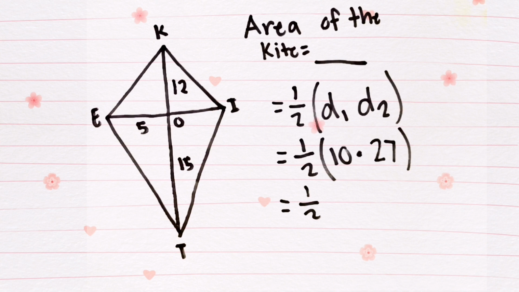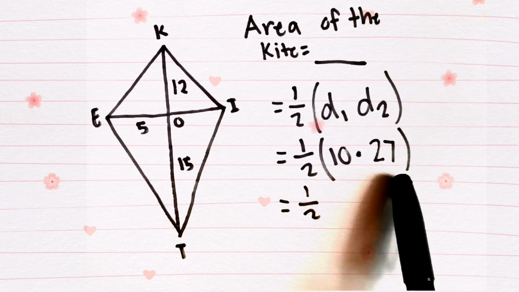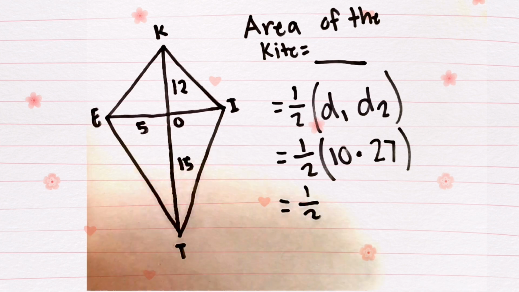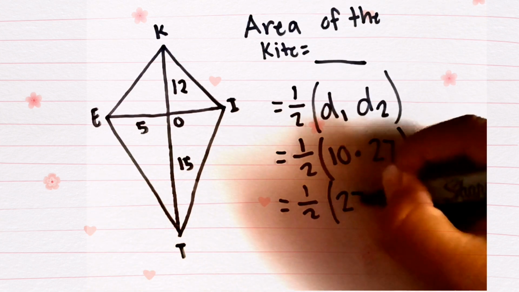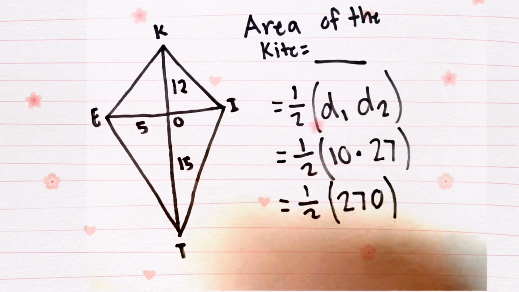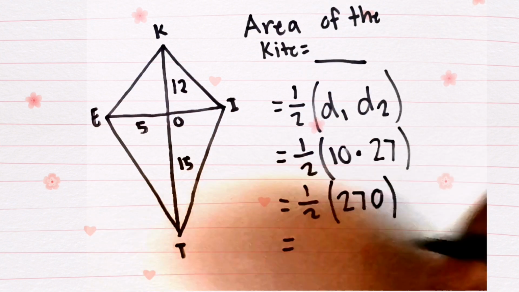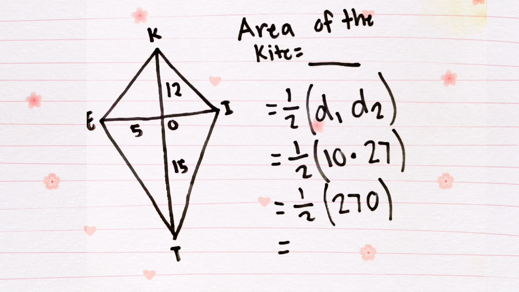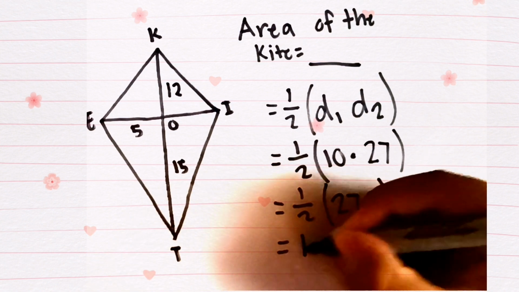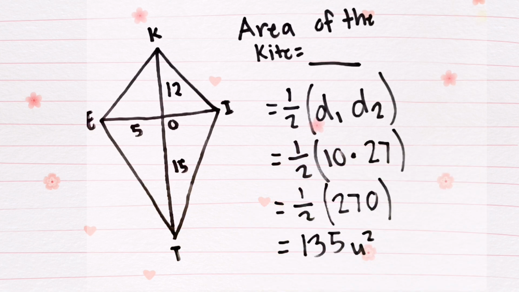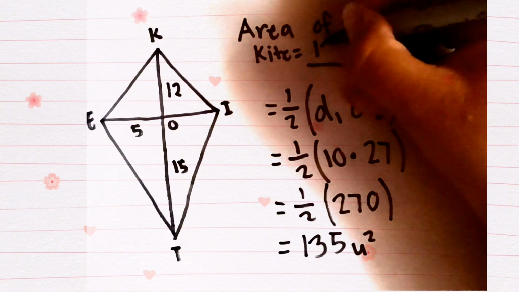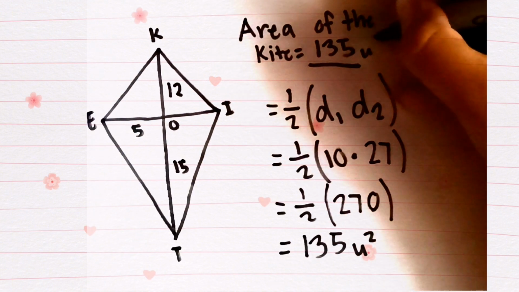Next, we multiply 10 and 27. 10 times 27 is equal to 270. Next, we cut it in half. 270 divided by 2 is 135. So our answer is 135 units squared. So the area of the kite is 135 units squared.